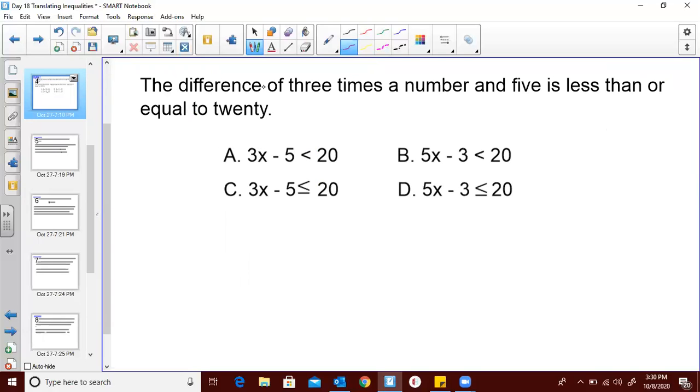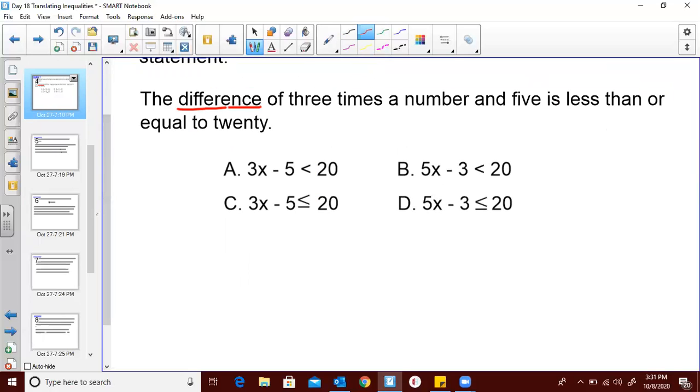So the difference of 3 times a number and 5 is less than or equal to 20. The first thing that I notice is where it says difference. Difference is going to be subtraction. So then what I read is 3 times a number. We don't know what the number is. We can also just write that as 3n.